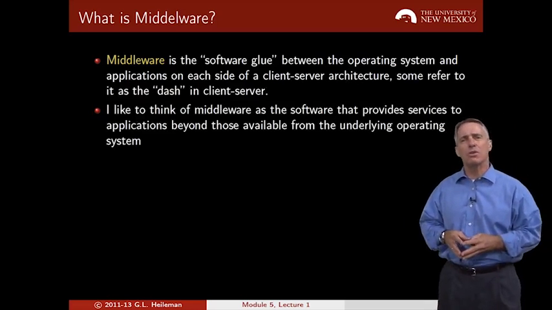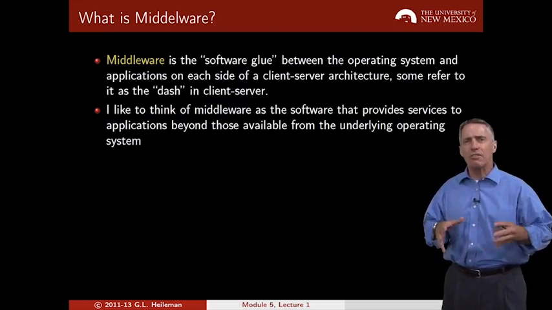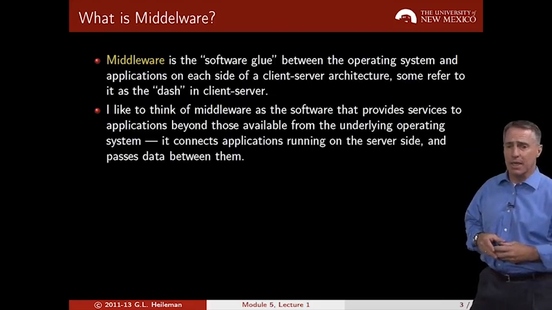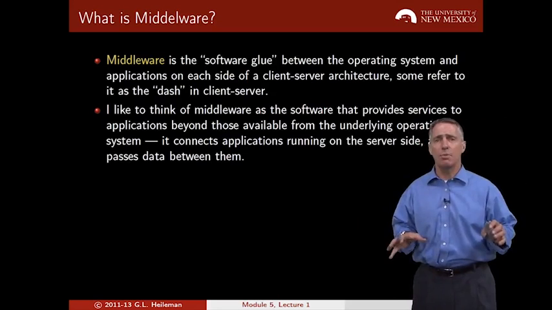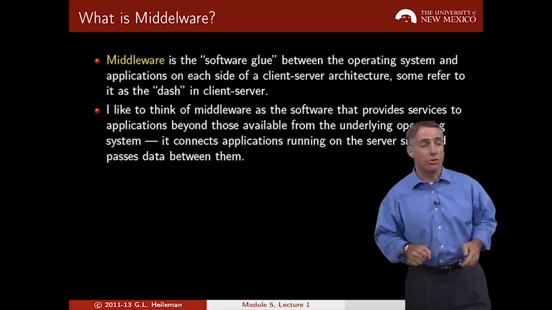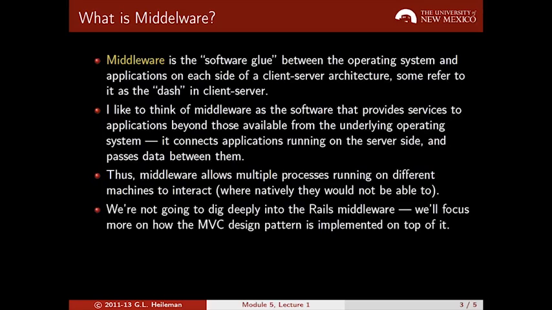I like to think of middleware as providing the services to applications that are not available from the underlying operating system. And so it really serves to connect the various pieces of a web application architecture that are running on the server side. Thus, what we get from middleware is the ability to piece the entire web application architecture together and allow pieces of this architecture to communicate where natively they can't do it. So it provides the go-between between these pieces of the web application architecture that you need to communicate with one another.